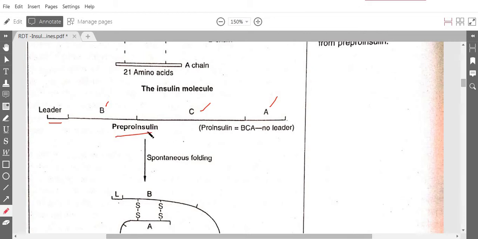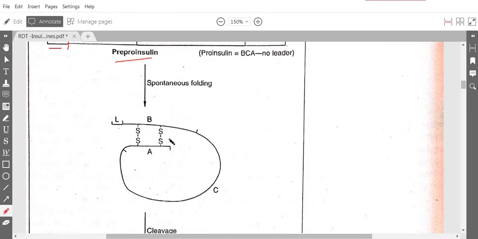From Prepro insulin, proinsulin will be formed. In that case, the leader sequence will be removed by protease cleavage. So the leader sequence, which was initially present in the structure of Prepro insulin, will be removed during the formation of proinsulin. As a result, the A, B, C chains are spontaneously assembled together to form a structure which is called the proinsulin structure. Here, if the leader sequence is absent, you can say this is the structure of the proinsulin. The leader sequence is removed.